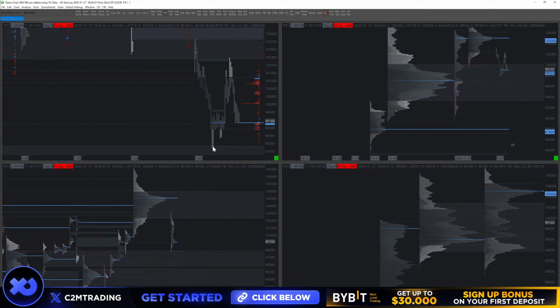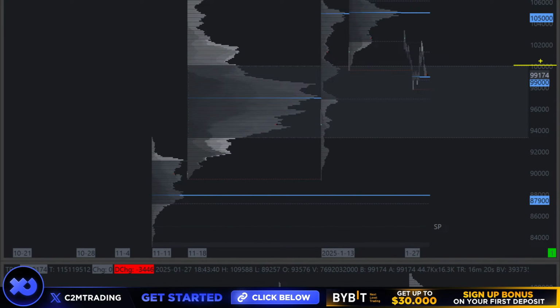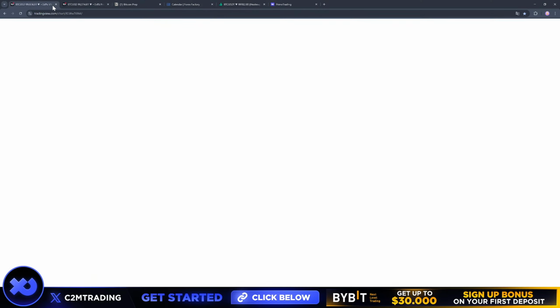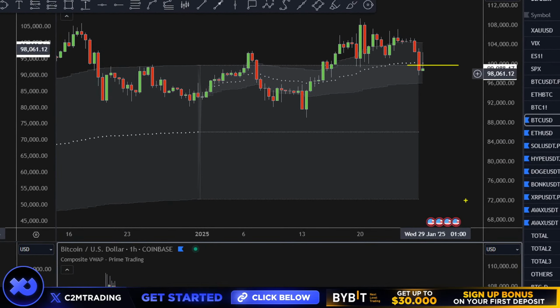If you get time and space under that weekly composite value high, would that be a short to consider? Yes, it would. Because do you see that 100K here, right? Do you see this 100K? Now let's take a look at the quarterly real quick, just to show you the relevance of that price point. The quarterly right here, 100K as well.